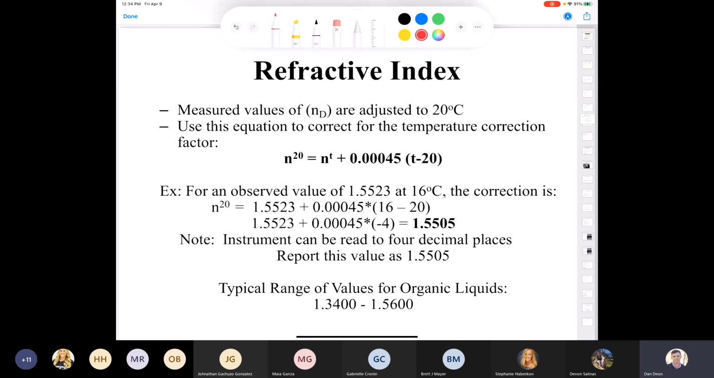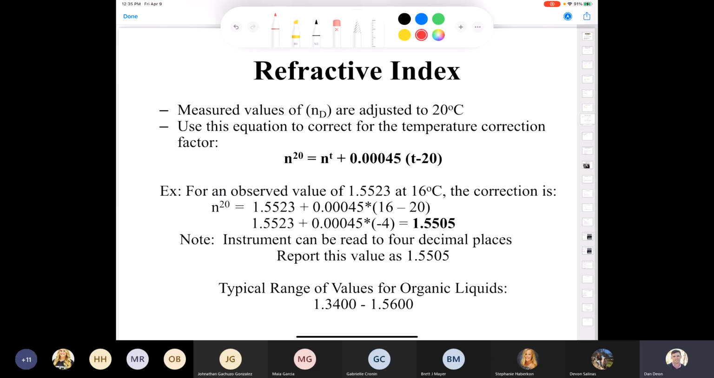Now, when you measure a refractive index in the lab, we don't keep our labs at exactly 20 degrees Celsius, right? That would be impossible. So values of refractive indices that you see in the literature, or if you were to look in the CRC Handbook, those refractive indices are reported at 20 degrees Celsius. So they're adjusted to 20 degrees Celsius.